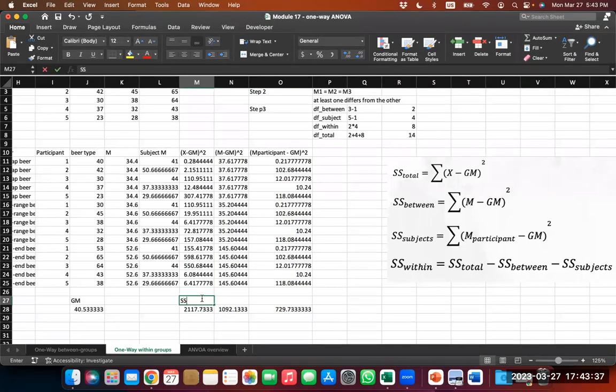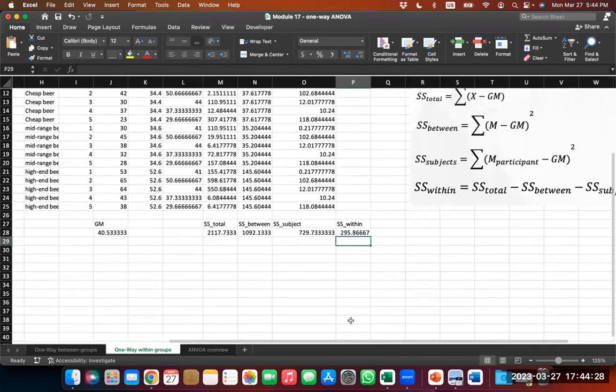So then if we label it, it becomes SS total. That's SS between, SS subject. Then the sum of squares within is now actually facilitated by calculating the sum of squares total minus the sum of squares between minus the sum of squares subject. So you know that the total incorporates sum of squares between and the sum of squares within. And now you're again subtracting sum of squares subject. So that gets you that last sum of squares.